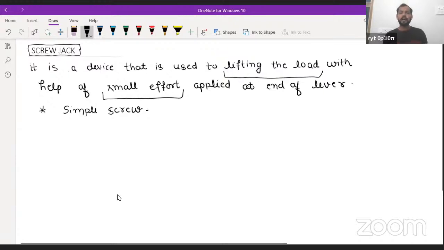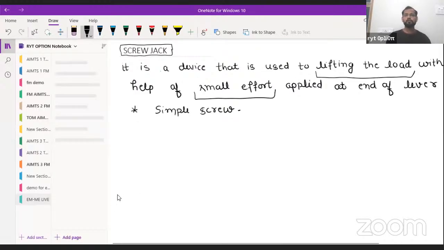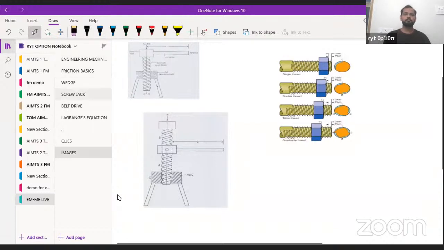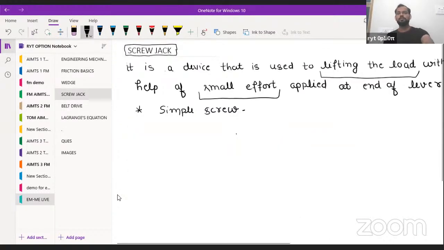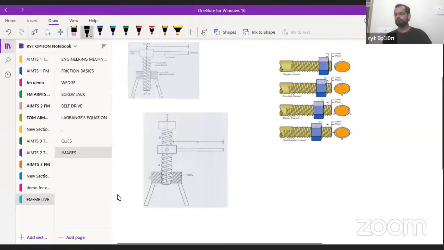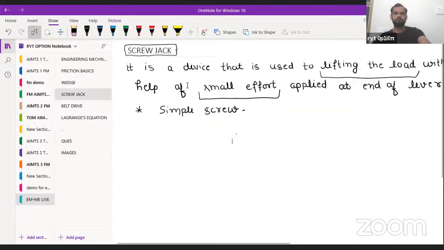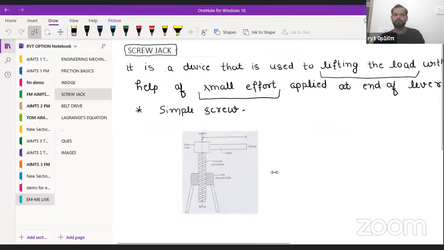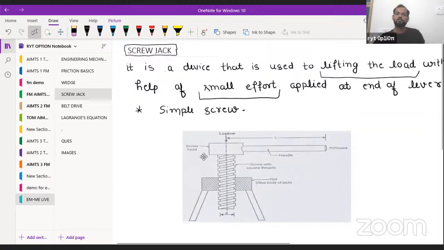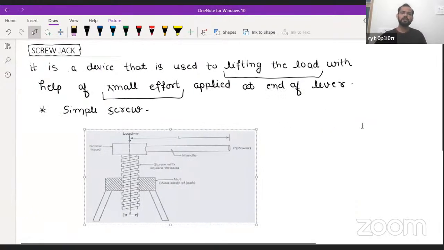Fine. So here we will start with the simple screw. What is the simple screw? Right now I am showing the diagram. I hope it is visible to all of you. This is a screw jack. It is a combination of a nut and a screw.